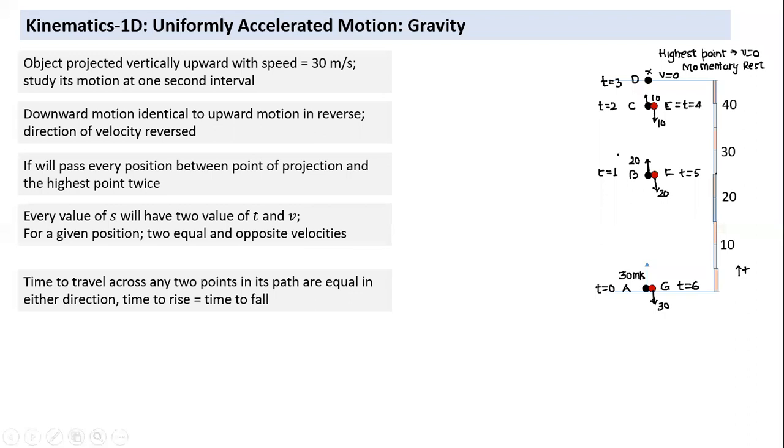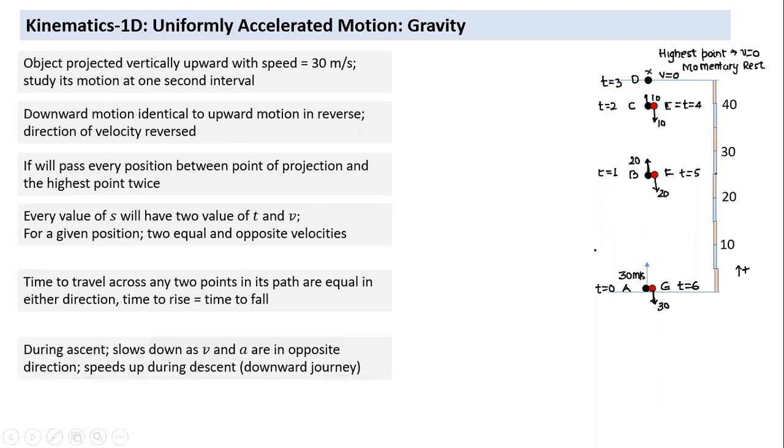One more thing we notice here: if we take two positions, B and C, it will travel from B to C in the upward direction, and it will also travel from C to B when it is falling in the downward direction. And C and B are nothing but points E and F. So the time it takes to travel from B to C in the upward journey, it takes exactly the same time to travel between these 2 points in the downward motion. So we can write this statement: time to travel across 2 points in its path is equal in either direction, or we can say the time to rise equals the time to fall between 2 points.